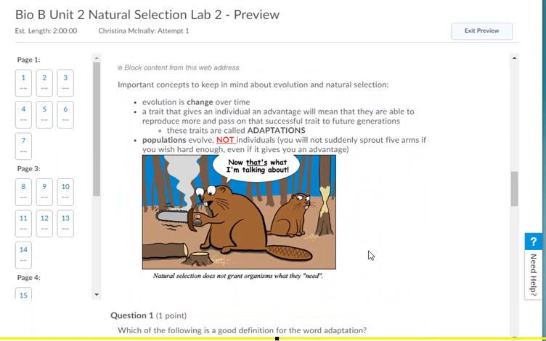Also, some more important concepts that I listed here: evolution, changing over time. This doesn't happen in one individual. I'm sitting on a yoga ball, so you're hearing some squeaking.